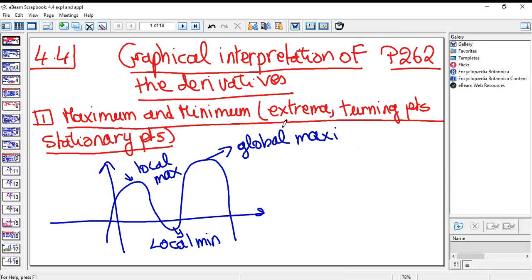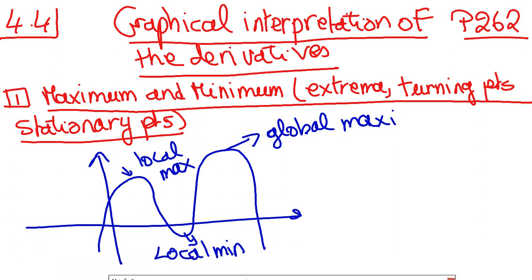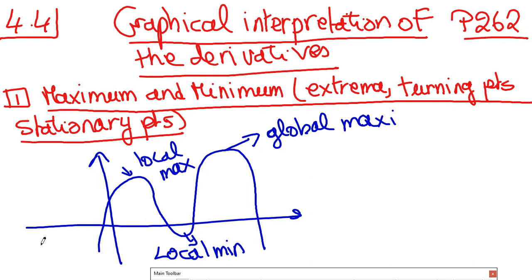So now we are in lesson 4.4. It's about graphical interpretation of the derivative. First part in this lesson will be about the maximum and minimum. You can also say the extrema, the turning points, the stationary points.